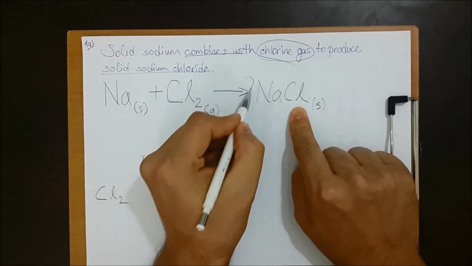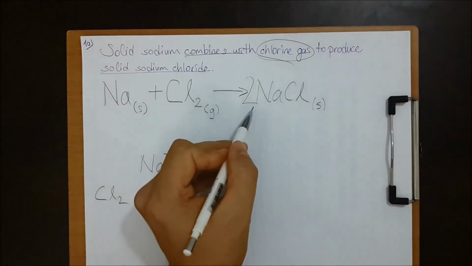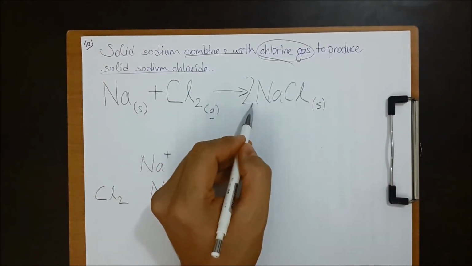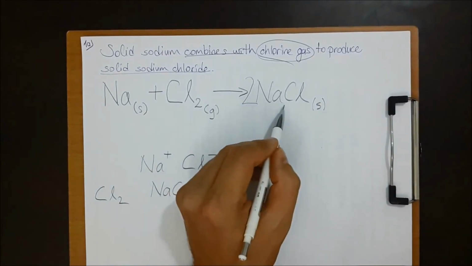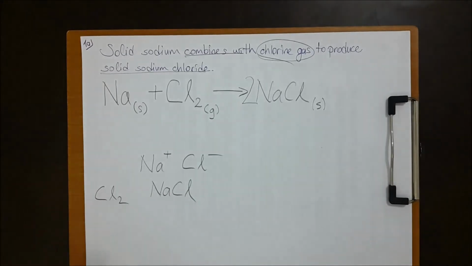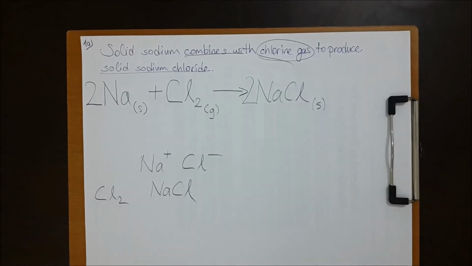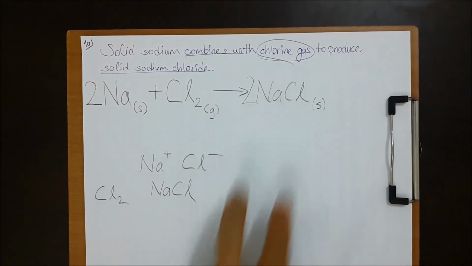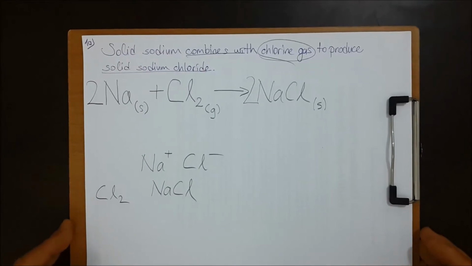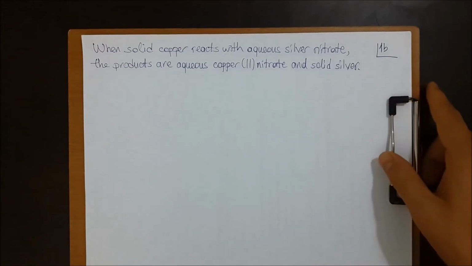So if you write 2 as a coefficient in front of sodium chloride's chemical formula, you will be balancing the number of chlorine atoms. By the way, you are changing the number of sodium atoms on the product side. So to balance the number of sodium atoms on both sides, you must write 2 as a coefficient in front of the symbol of sodium. Now it's a balanced chemical equation. 2 sodium, 2 sodium atoms. 2 chlorine atoms, 2 chlorine atoms here. It's very easy to balance this reaction. Okay. Let's go on with the new question.